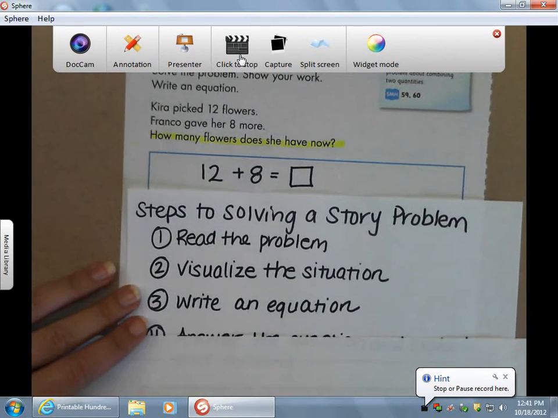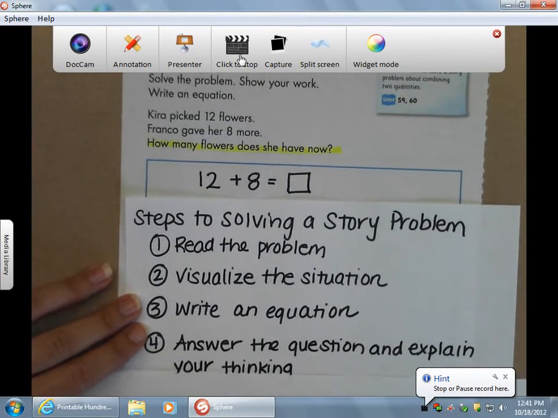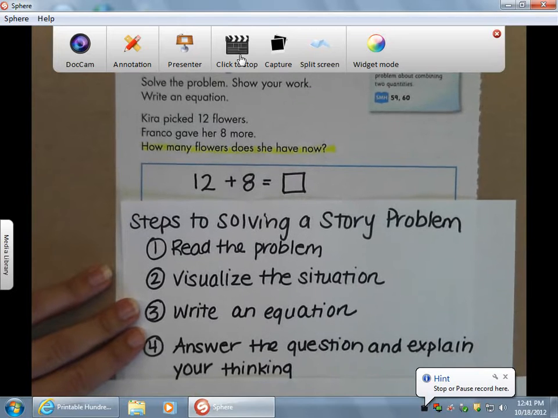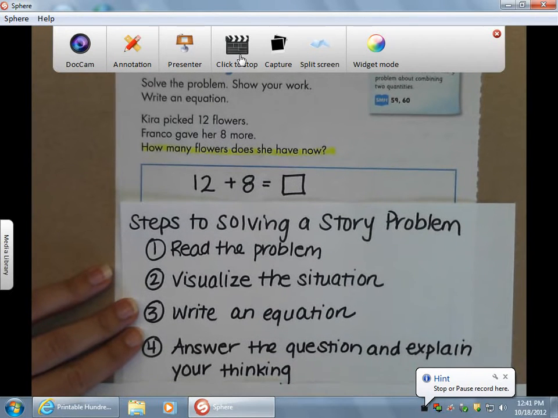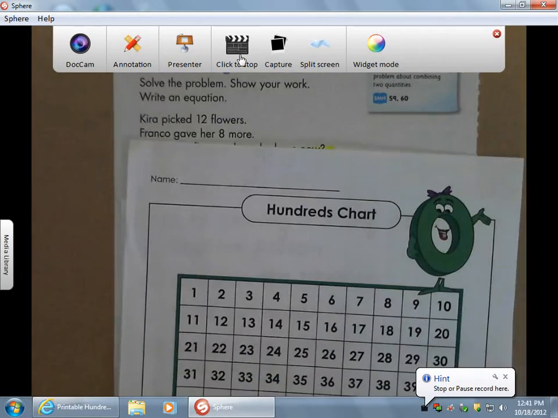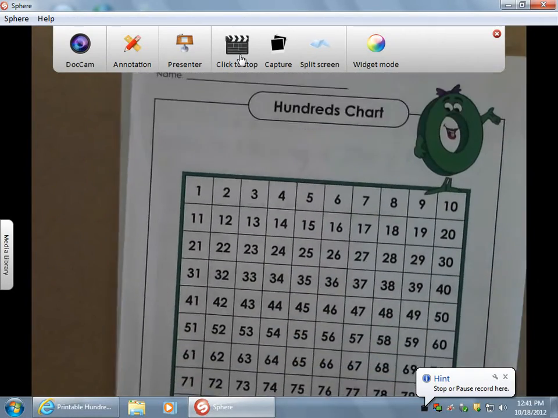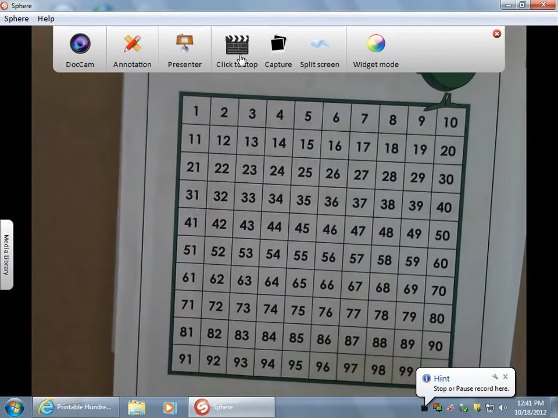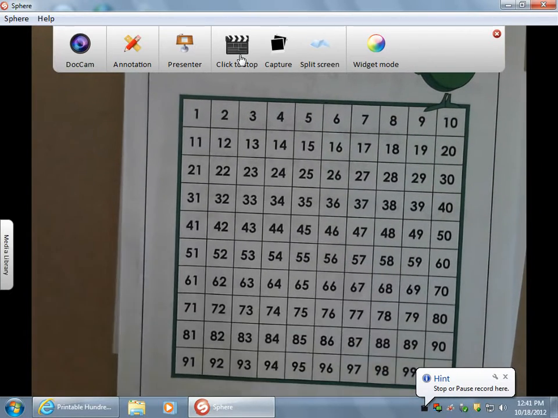Okay, now I'm going to move on to that fourth step. I'm going to answer the question and explain my thinking. Now, a lot of you have different ways and strategies of explaining thinking. Okay? One way that you can explain your thinking and show your thinking is by using the 100s chart. I have one right here.